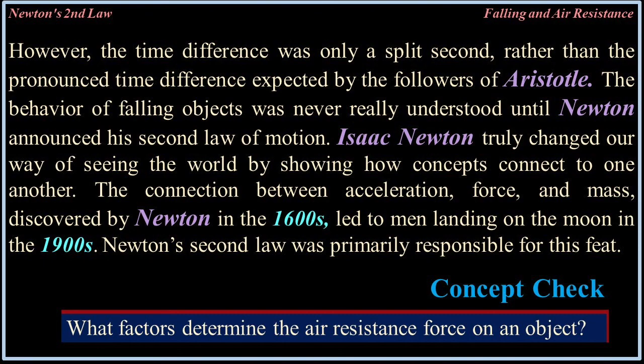The behavior of falling objects was never really understood until Newton announced his second law of motion. Isaac Newton truly changed our way of seeing the world by showing how concepts connect to one another. The connection between acceleration, force, and mass, discovered by Newton in the late 1600s, led to men landing on the moon in the 1900s. Newton's second law was primarily responsible for this feat. What factors determine the air resistance force on an object?